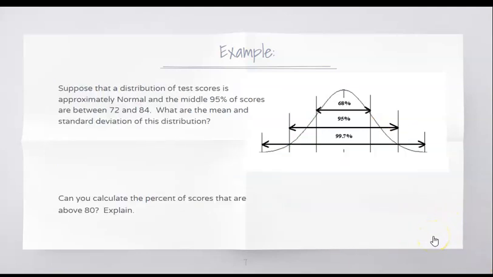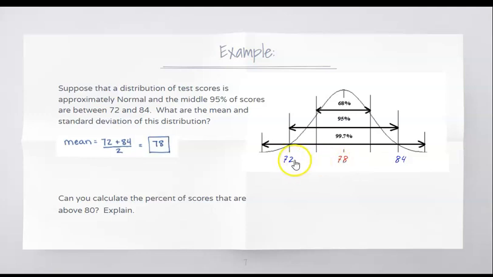All right, suppose that a distribution of test scores is approximately normal, and the middle 95% of scores are between 72 and 84. What are the mean and the standard deviation of this distribution? Okay, so I know middle 95% means it's 2 standard deviations out. So I'm going to label those locations. There's 72, there's 84. The mean, because it's normal, is right in the center of those. So to find the center, I'm just going to average the 2. So add them up, divide by 2, that gives me a center of 78.